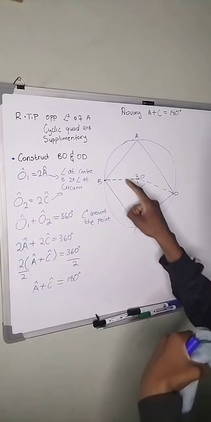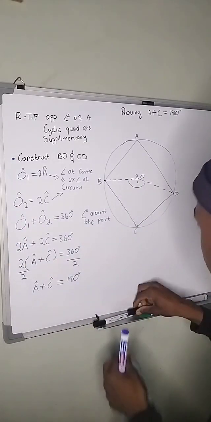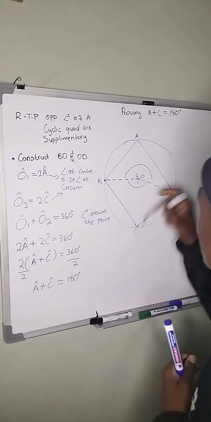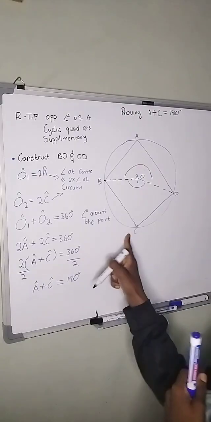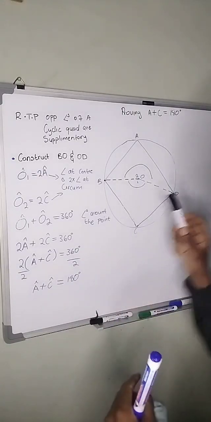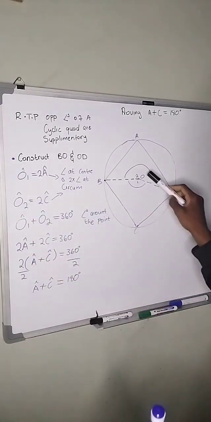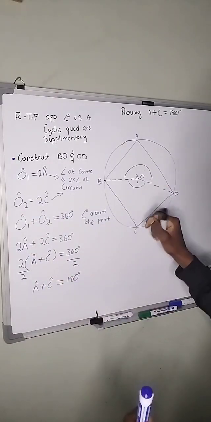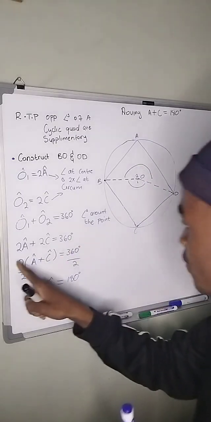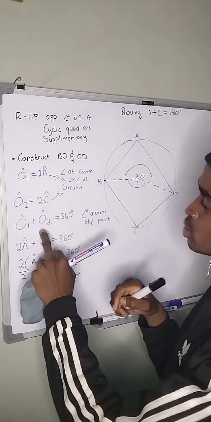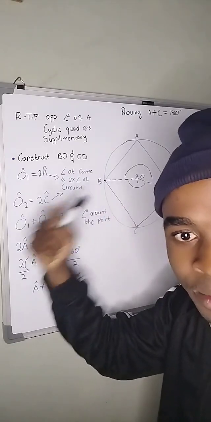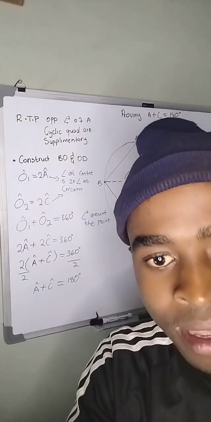Same reason, this is O2. The angle at the center is twice the angle at the circumference. Then these two, obviously, are the angles at the center. Obviously, this O2 is going to be twice the angle C. And after, you're going to say O1 plus O2 is equal to 360, the angles around the point.